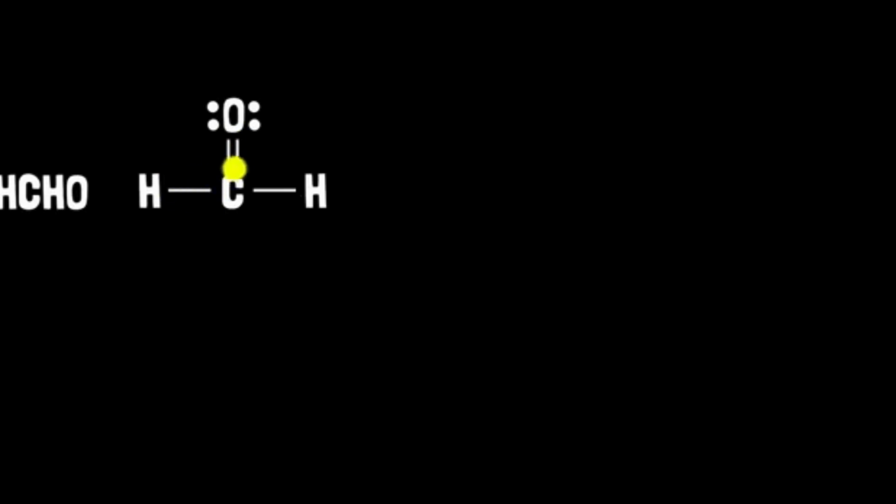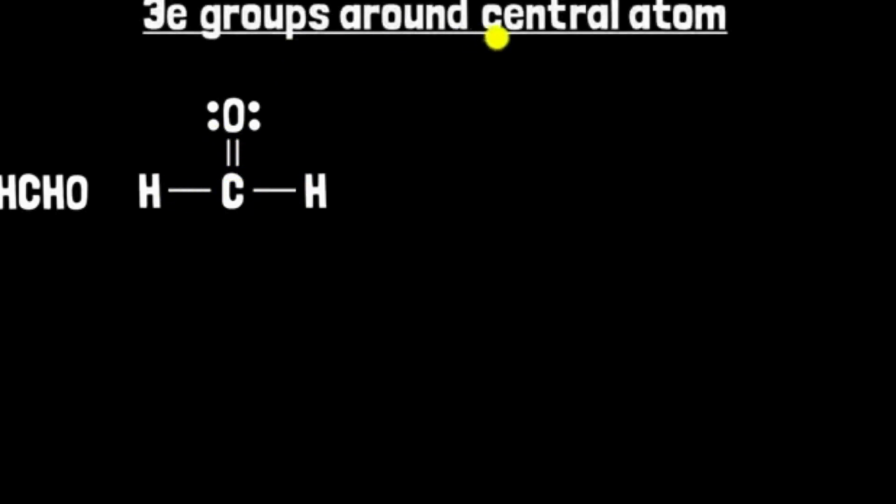So there's 1, 2, and 3. There are 3 electron groups around the central atom this time. But wait a second, what about the lone pair? Shouldn't we also consider the lone pair? Remember, VSEPR says around the central atom. The central atom is carbon. The lone pair is not on the carbon, not on the central atom. Okay? So let's not get confused by that. I don't care about any other atoms. VSEPR only cares about the central atom, all right? So we have 3 electron groups.